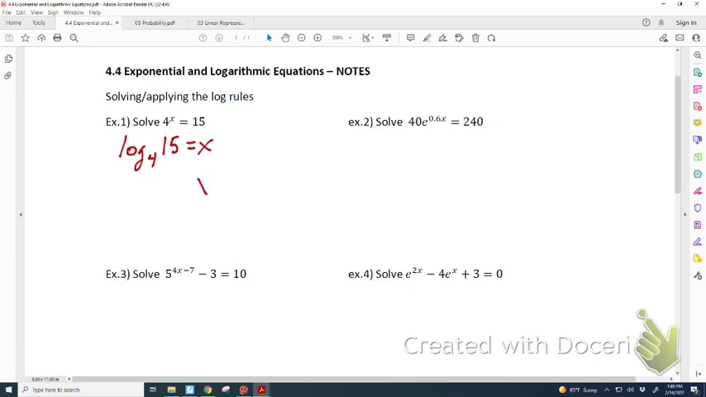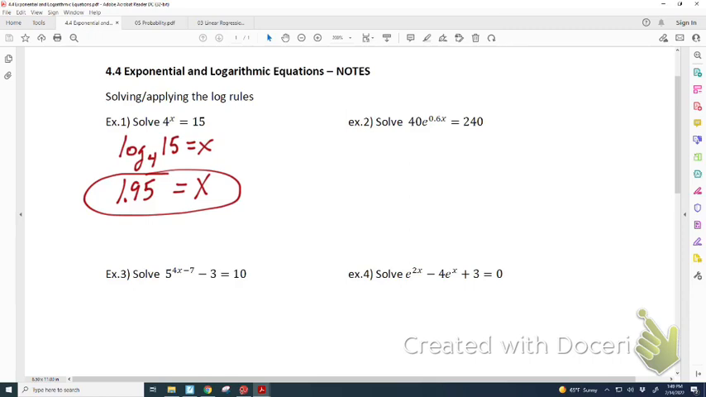When you write your answer, please round to at least 2 places to the right of the decimal. One reason, on this one, for example, if you were to round to the nearest whole, that'd be 2. And I think we all agree that 4 squared is not 15. So that's why it's important to not round too much.